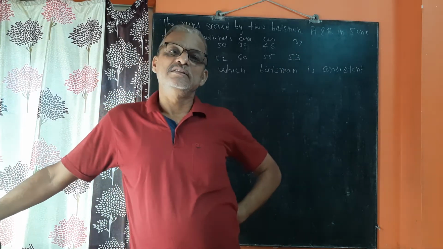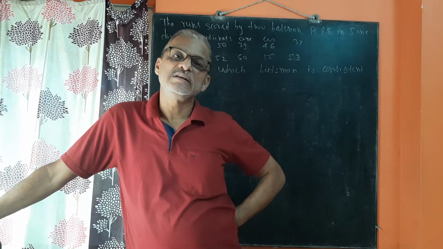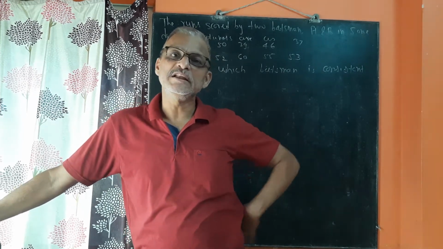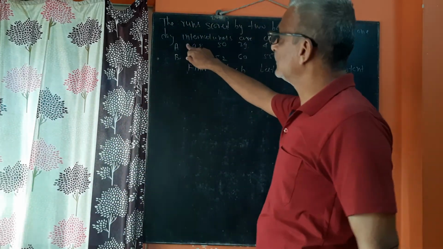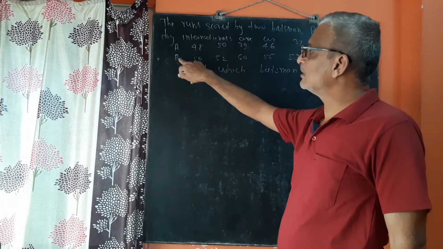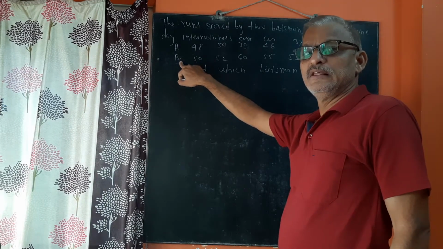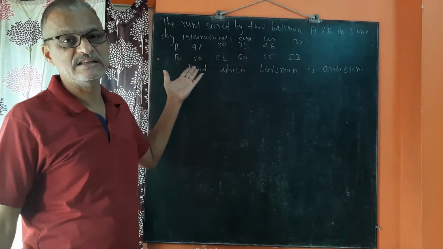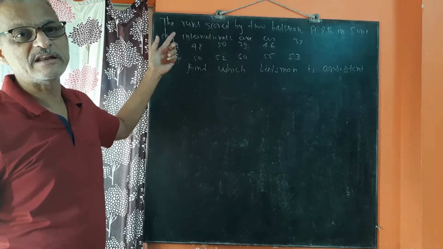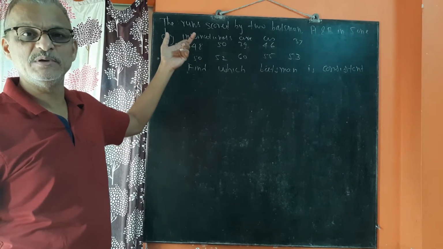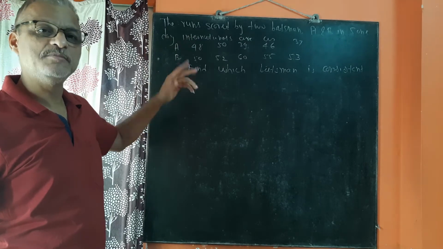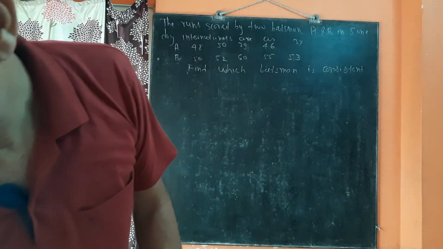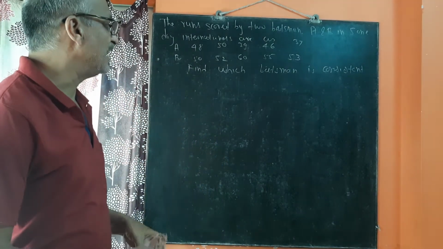Now we know that consistency can be found by using the coefficient of variance. That means we have to find the coefficient of variance for batsman A and for batsman B. The one whose coefficient of variance is less will be more consistent. If the coefficient of variance of A is less than B, then A will be more consistent, or vice versa. If B is less than A, then B will be more consistent. So first we have to find the CVs of A and B.